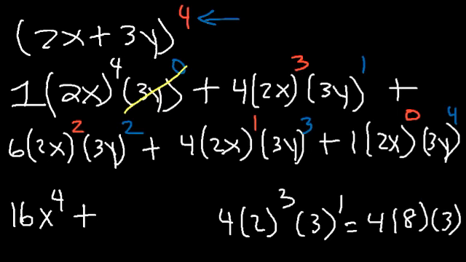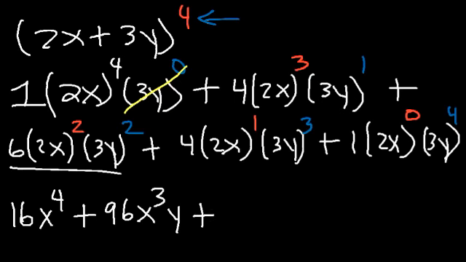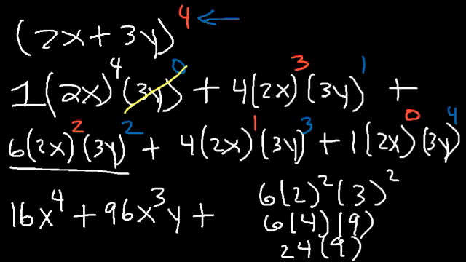Now what is the coefficient of the third term? So it's going to be 6 times 2 squared times 3 squared. 2 squared is 4. 3 squared is 9. And 6 times 4 is 24. 24 times 9 is 216. So that's the coefficient of the third term. And it's going to be x squared, y squared.